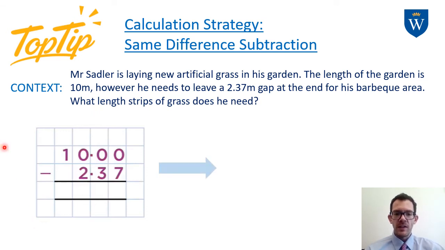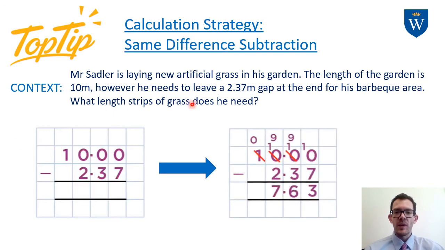Now, if they use this method, they're going to end up with what we call exchanging in school, which essentially means, well, I can't do 0 take away 7, so I'm going to exchange from the other columns. And in this question, because we've got a 0 in the 10ths and in the 1s, and then we've got a 1 in the 10s column, there's going to be a lot of exchanging to do as we go back. But if we use the same difference subtraction method, we have a quick way around this. Have a look on the next slide.